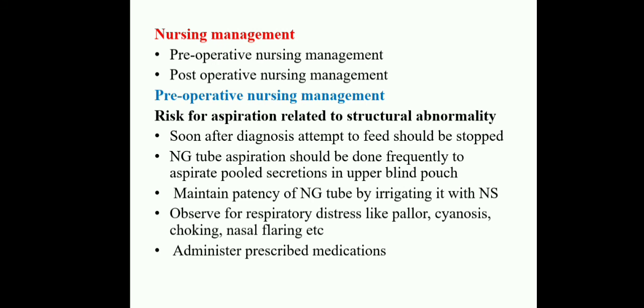NG tube aspiration should be done frequently to aspirate the pooled secretions in the upper blind pouch. Where are these pooled secretions? The child's mouth is secreting saliva, and it won't go down. It may enter the trachea, so you should also do suction with the NG tube. Next, maintain patency of the NG tube by irrigating with normal saline, and observe for respiratory distress like pallor, cyanosis, choking. You should check everything and administer the prescribed medications. This is the pre-operative management.